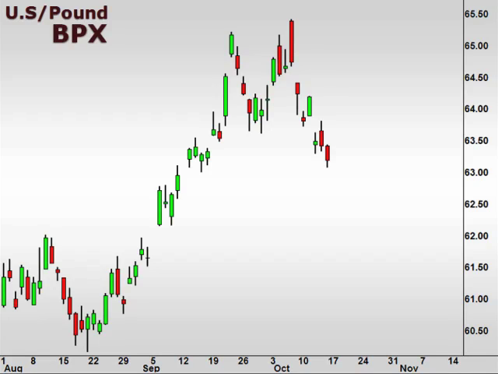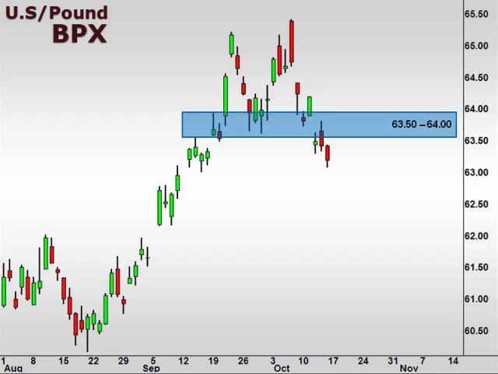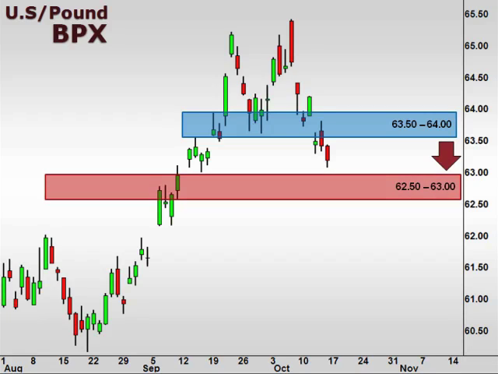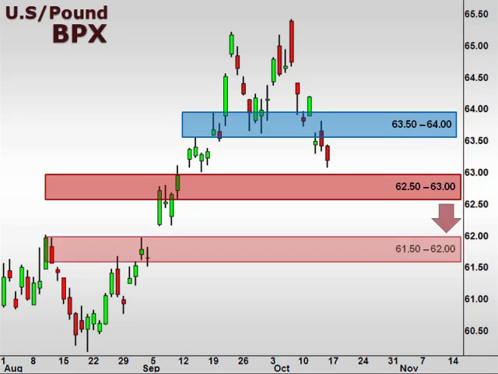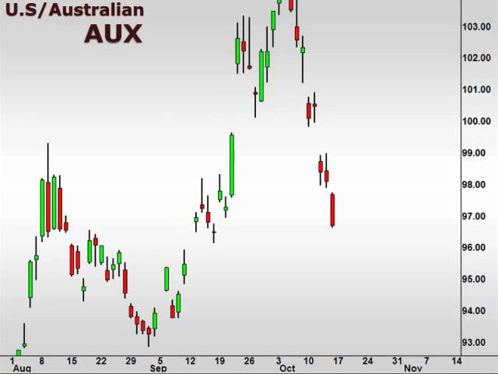Let's take a look at the BPX, the US versus the British pound. Well, the BPX broke below the 63.5, 64 support zone, which now assumes the role of resistance. Our next support sits down at 62.5, 63. We expect some consolidation here. However, if this level fails to hold, we are likely to see a continuation lower towards 61.5.